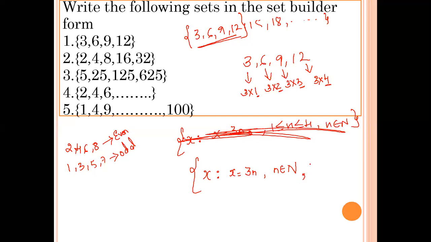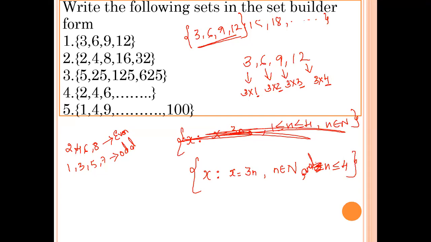So what I'll do is write 1 less than or equal to n, and n less than or equal to 4. N less than or equal to 4, because n is a natural number, so it starts from 1. So 3 into 1 is 3, then n is equal to 2, 3 into 2 is 6, n is equal to 3, 3 into 3 is 9, and n less than or equal to 4 means 4 is included. So 3 into 4 is 12.